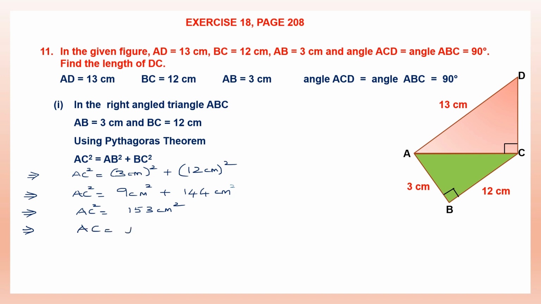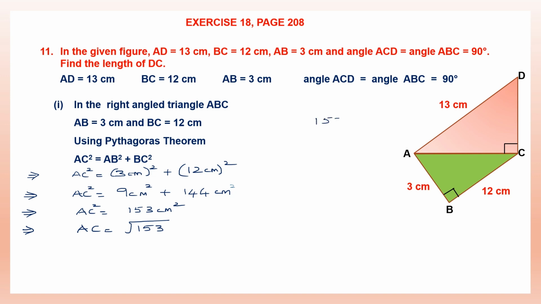So what is the value of AC? AC is equal to the square root of 153. Now the square root of 153. Now 153 is not a perfect square. That means there is no number that when you multiply twice will give you 153. You cannot get the square root of 153 as a perfect square. Let me work it out and show you.